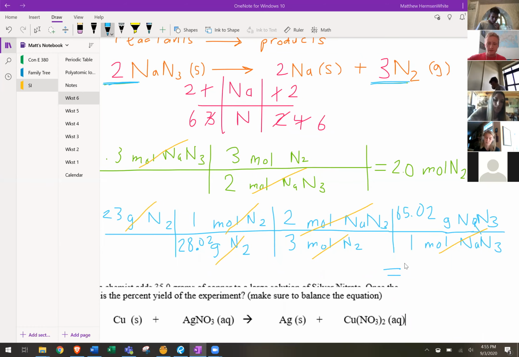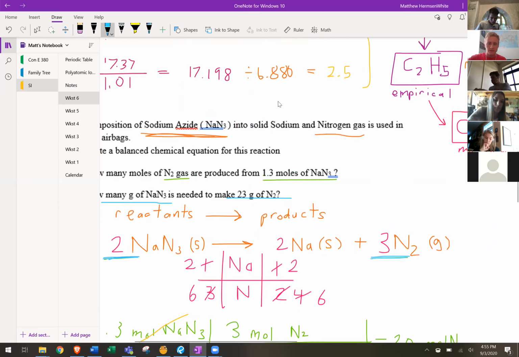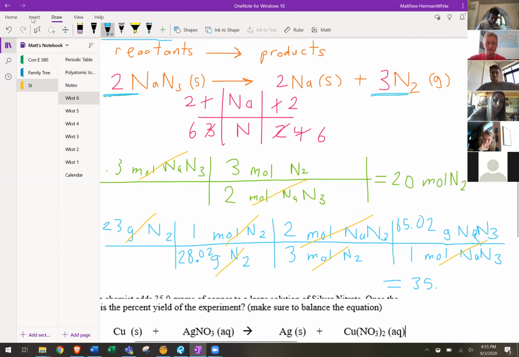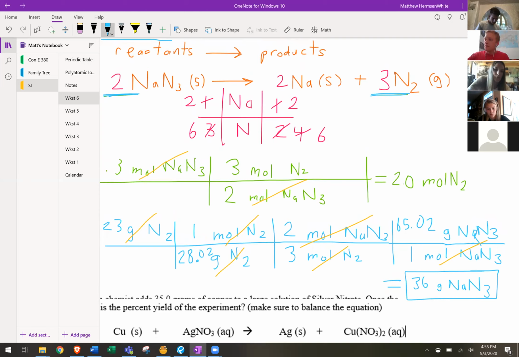I got that this would be 35 point, what are we doing? I think we're doing 2 sig figs. So this would be 36 grams of NaN3. What questions do you have on this problem?